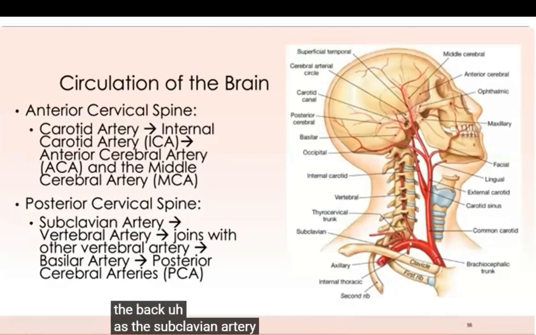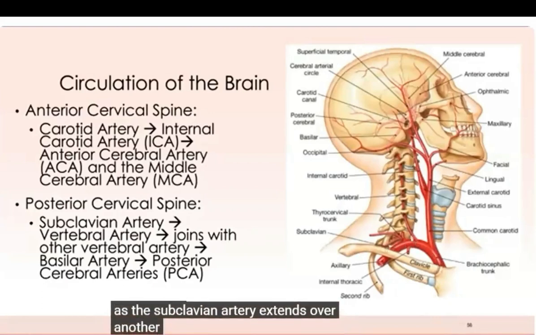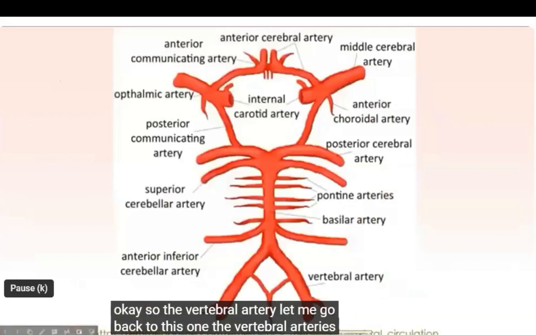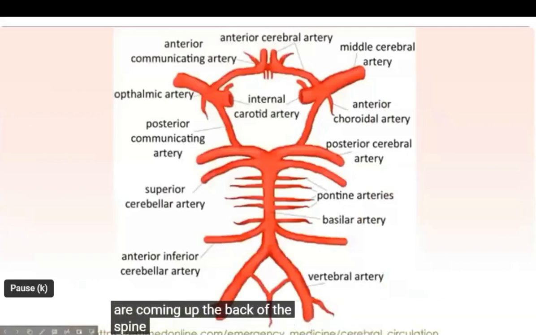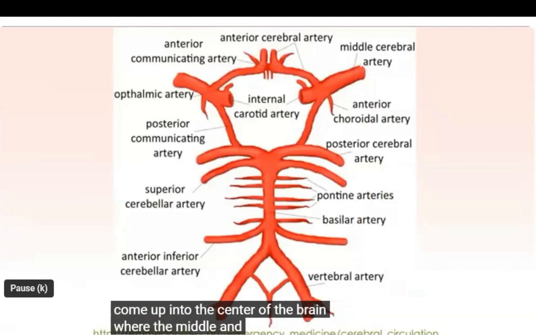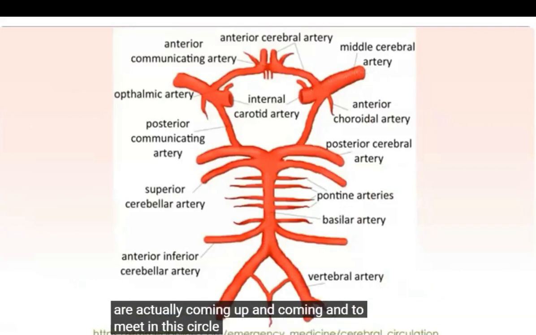As the subclavian artery extends over, another portion that comes off of it is the vertebral artery, supplying the back of the brain. So it comes up here and supplies the back of the brain, and they meet together in the circle of Willis. Let me go back to this one. The vertebral arteries are coming up the back of the spine, and they're coming here and meeting here. The vertebral artery can come up into the center of the brain, where the middle and anterior arteries are also coming up to meet in this circle of Willis. So it's lots of blood flow.